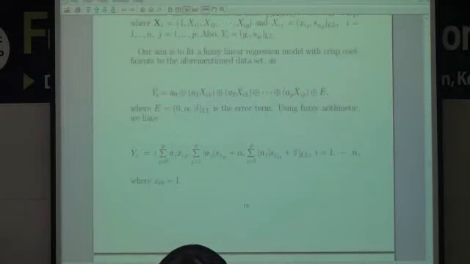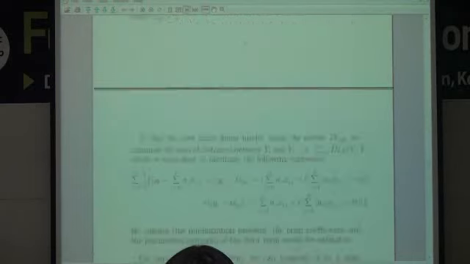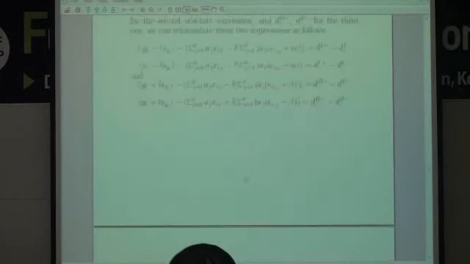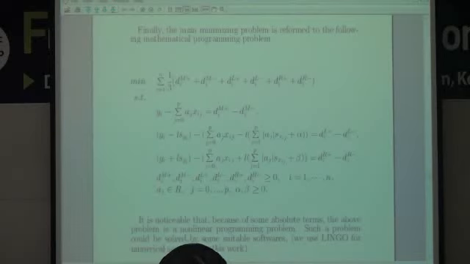So consider this model, for example. This is the simplest case. Using the introduced distance, with some calculations, we lead to such a non-linear programming problem. Minimizing this target function subject to these limitations. This is a nonlinear programming problem. Using the usual software, we can solve this problem and obtain the parameters of the model.